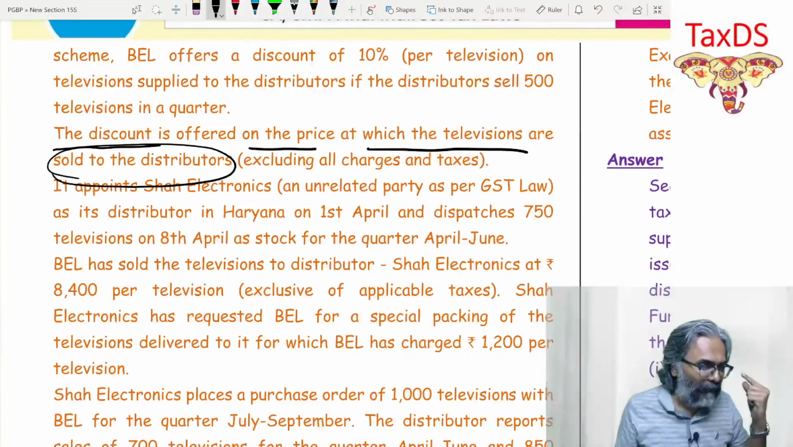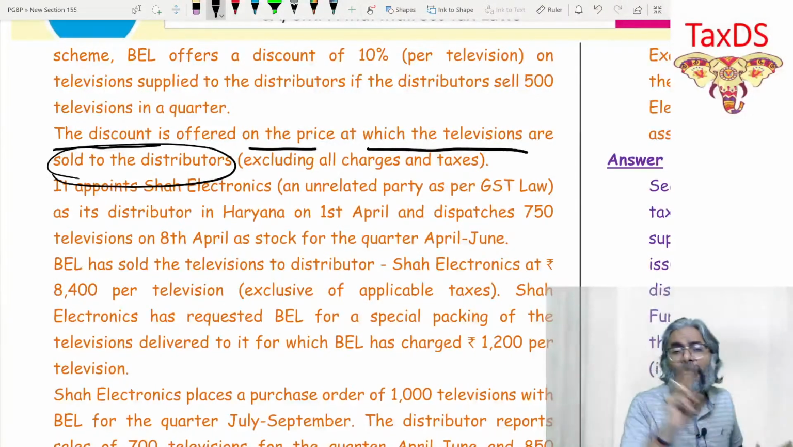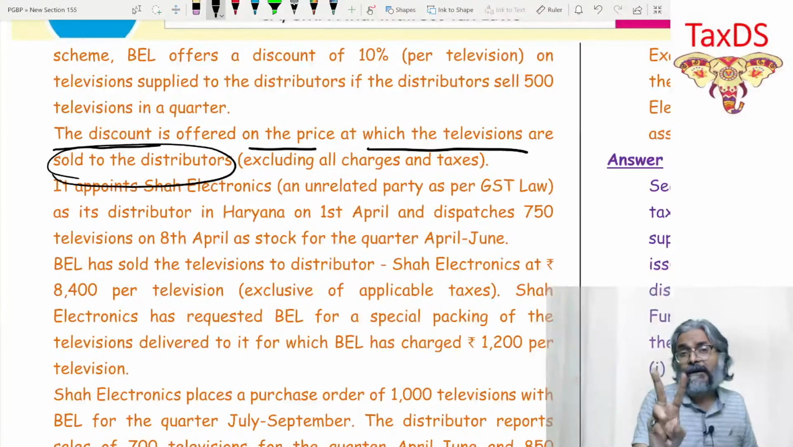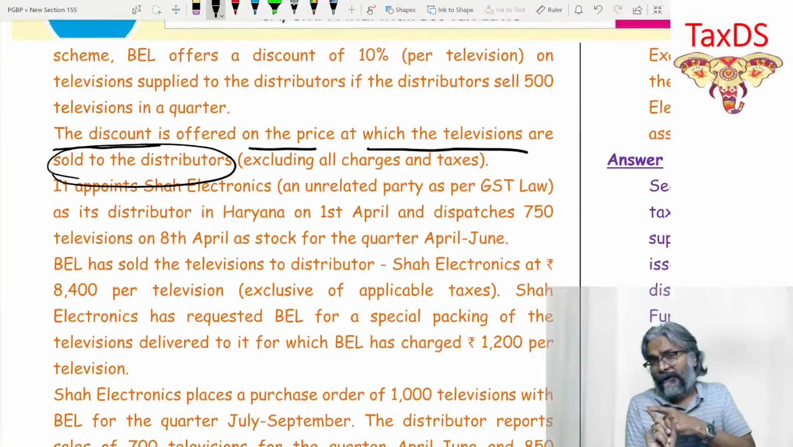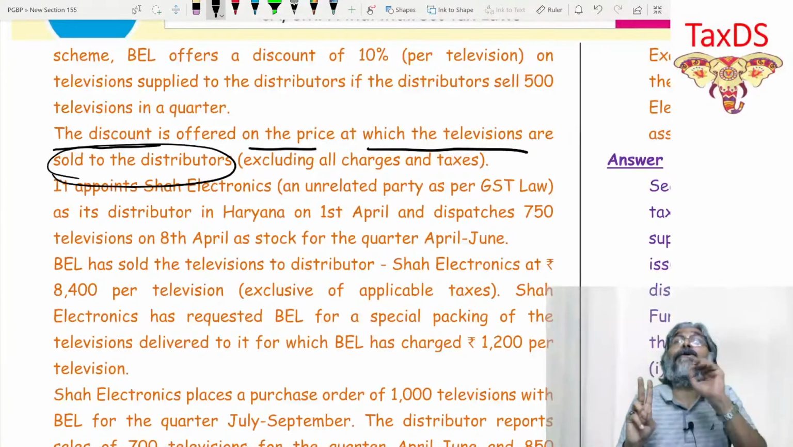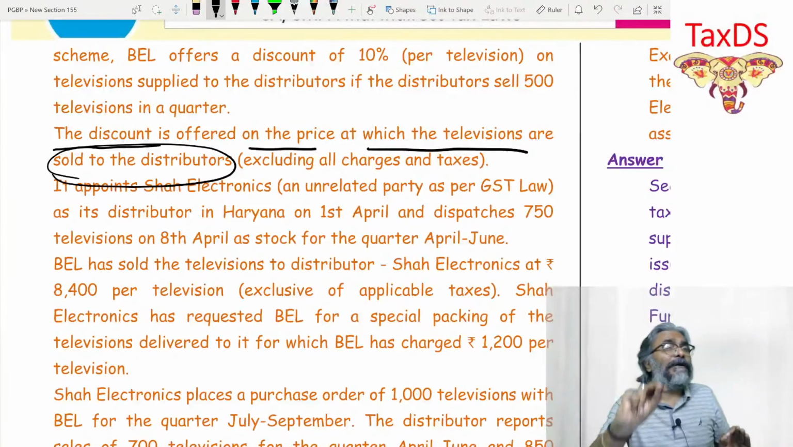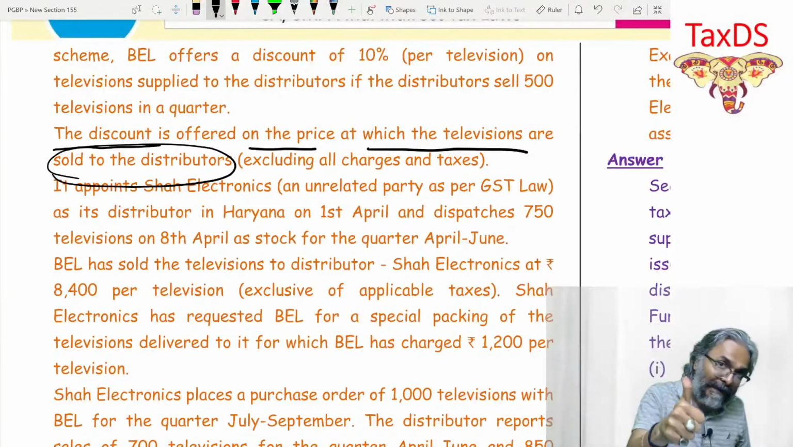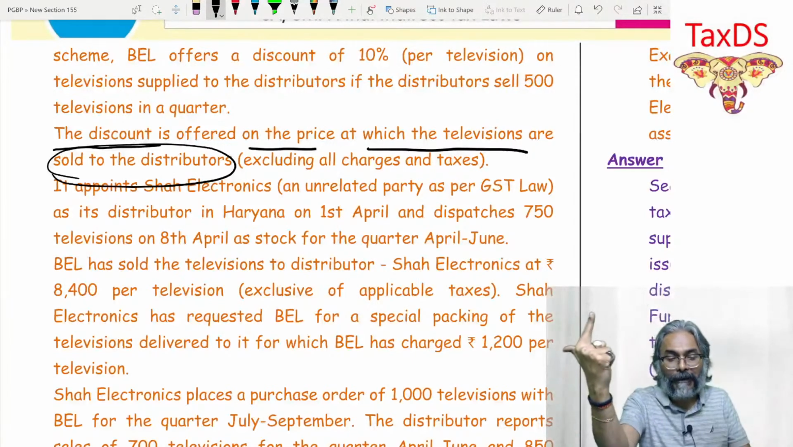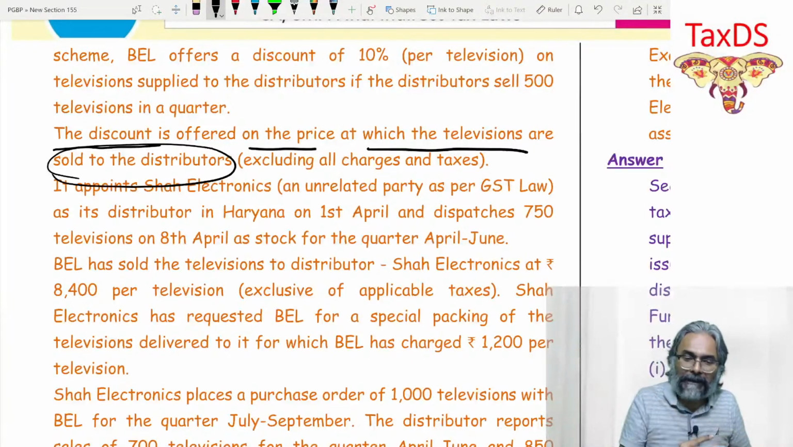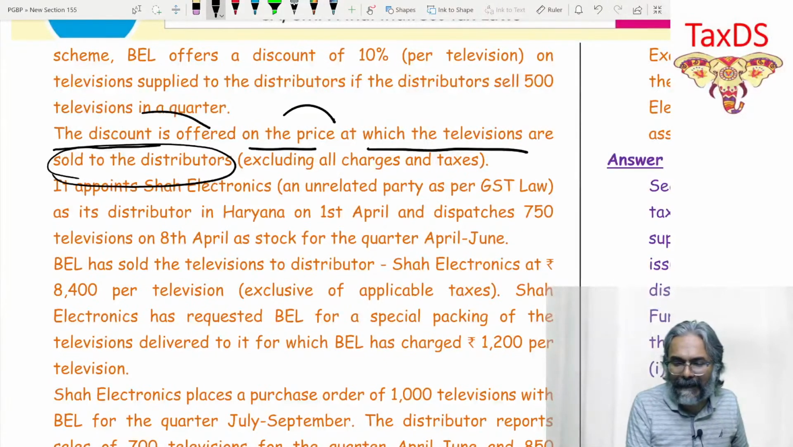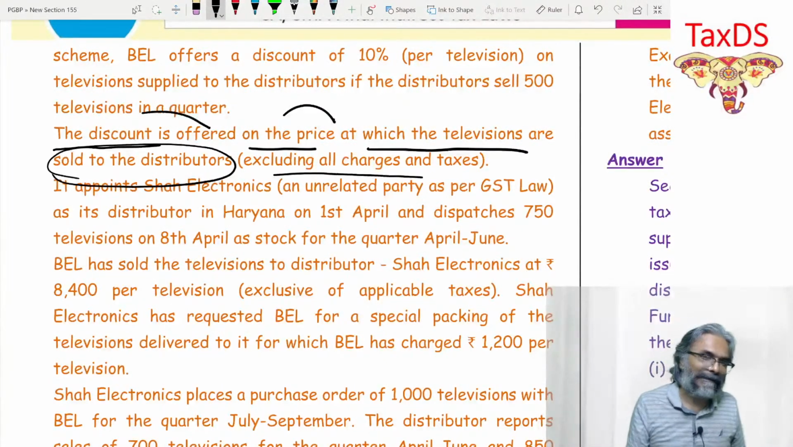Now be careful. I told you that with discount you will always do two things. Which are the two things? One is the conditions that we discussed, and the second one is quantification. And how do you quantify the discount? The quantification of discount is on the basis of the rate and on what amount. So the rate we know is 10%, and what is the amount? The discount is offered on the price at which the televisions are sold, excluding all charges and taxes.